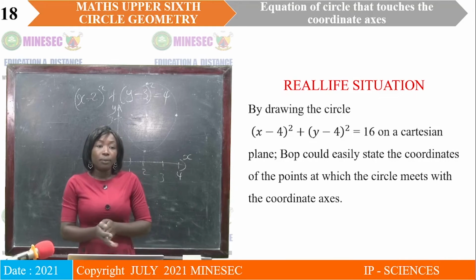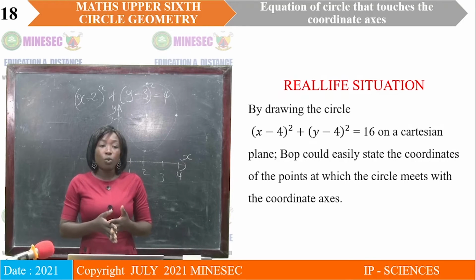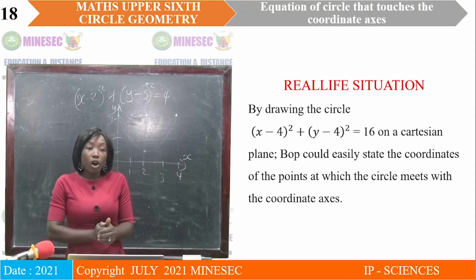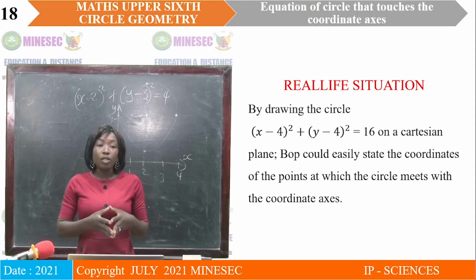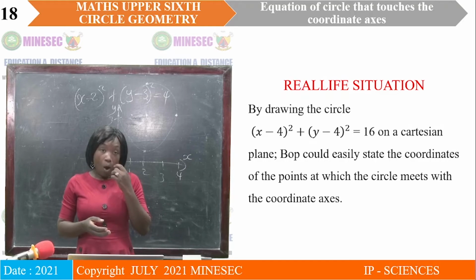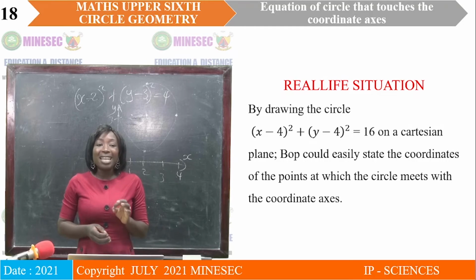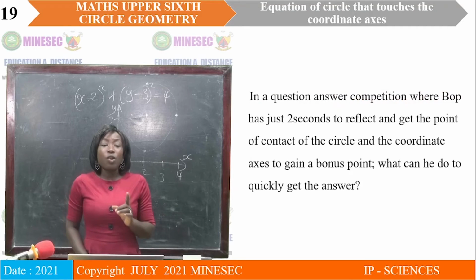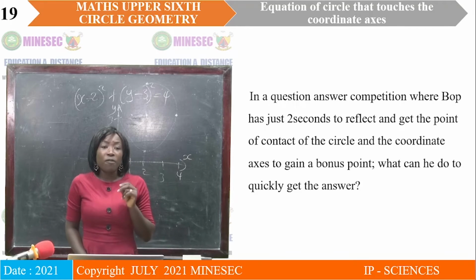By drawing the circle (x minus 4) all squared plus (y minus 4) all squared equal to 16 on a Cartesian plane, Bob could easily state the coordinates of the point at which the circle meets with the coordinate axis. I am reading the question as usual. I expect you to follow up and you already know what to do. In a question-answer competition, where Bob has just 2 seconds to reflect and get the point of contact of the circle and the coordinate axis to gain a bonus point, what can he do to quickly get the answer?